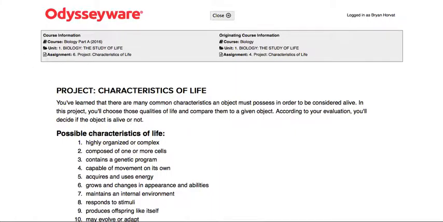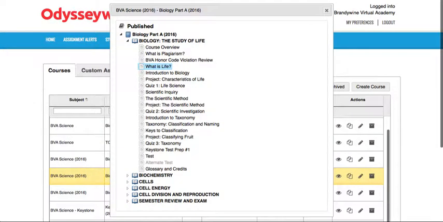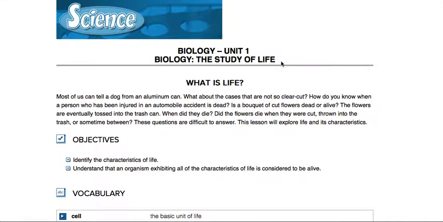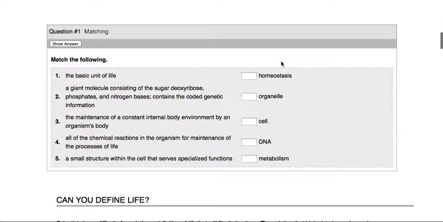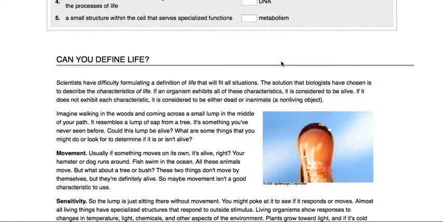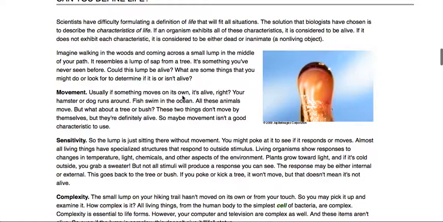If you go back to your lesson entitled The Study of Life, Unit 1, the Odyssey program talks a lot about how to define life. And when you're formulating this definition of life, it really should fit all situations. Some of the things they talk about are movement, sensitivity, and complexity. I really want to stress that I don't necessarily like the way this frames the characteristics of living things. So we're going to break away from that.